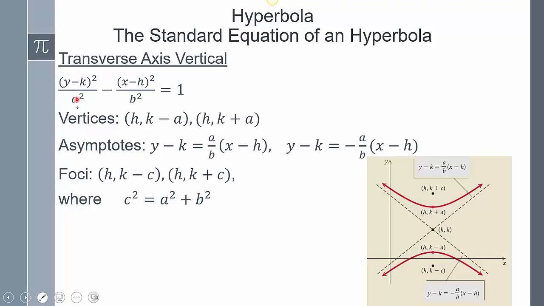Notice that now the a squared is under the y, and that's the positive value. You're adding and subtracting a on your k, and adding or subtracting c on your k. To find c, it's the same exact equation. For your asymptotes, there is a small change, but you're still using the basic formulas for that.